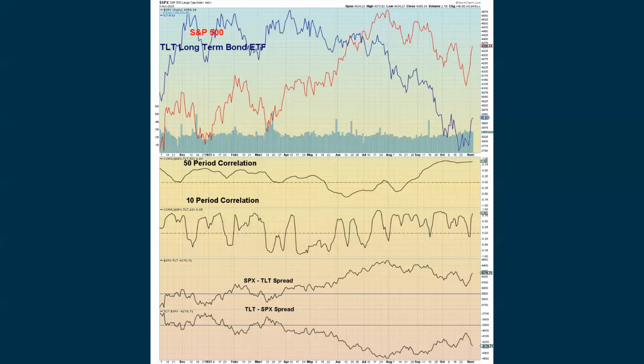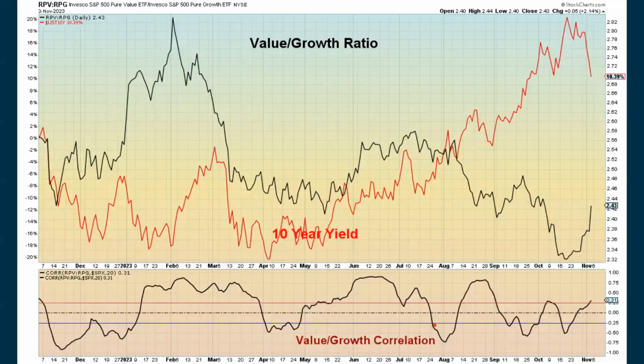And then we look at the S&P 500, which is in red, and the TLT, which is the ETF for the long-term bond, that's in blue. They have a pretty strong relationship based on 50 periods, and it's getting stronger based on 10 periods. Down below, I just have different ways of measuring the spread between the two.